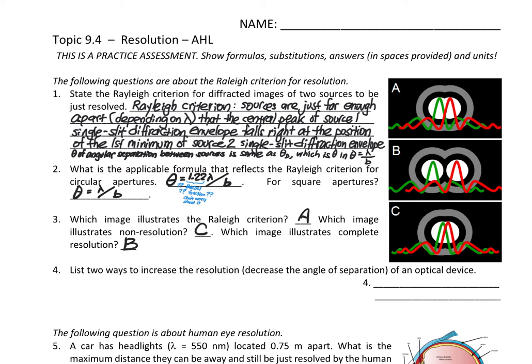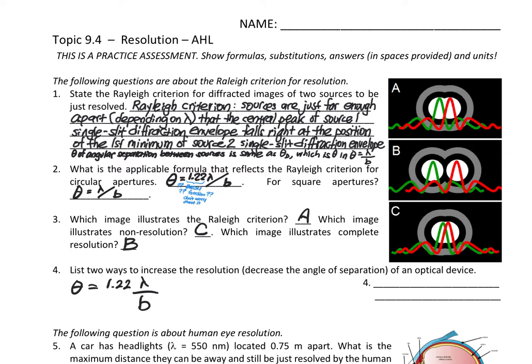All right, and then we have number 4. I think number 4 is kind of obvious. It says two ways to increase resolution, decrease the angle of separation of an optical device. Well, I have theta, assuming the optical device has a circular aperture. Most do. I'm going to throw in the 1.22. But we can see that the variables in the expression are wavelength and the aperture width.